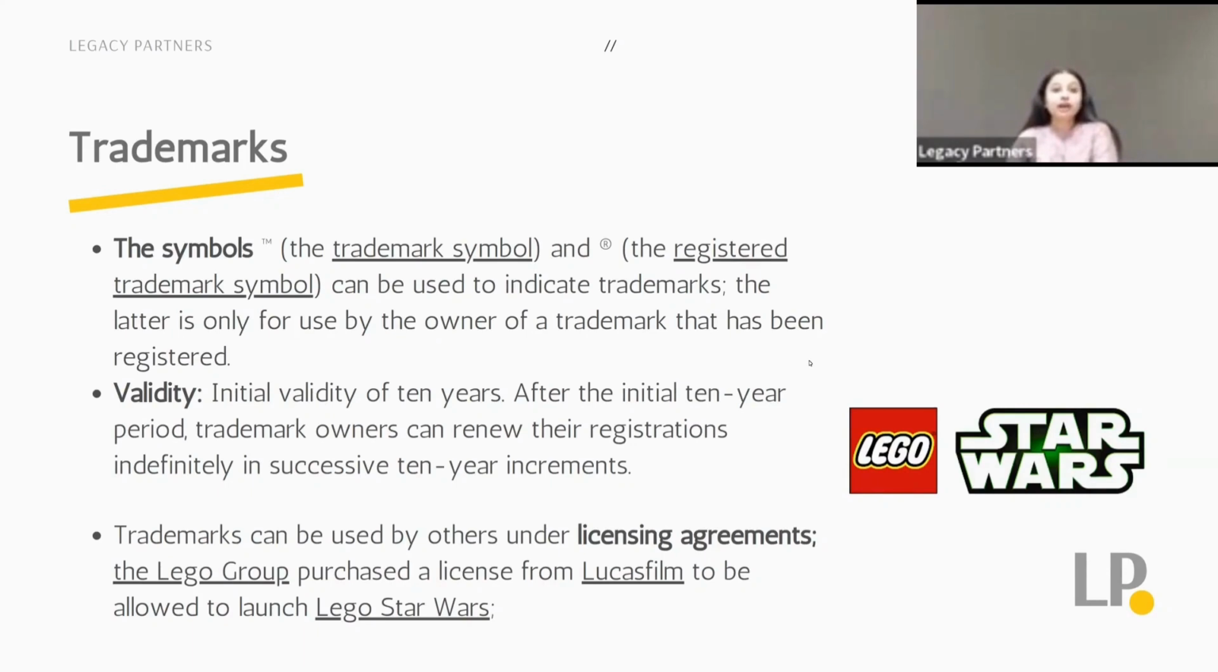Now, another important question which you might be thinking is, can a registered trademark be used by another person? The answer to this is yes. A registered trademark of one person can be used by another person. This can be done by way of a licensing agreement. In a licensing agreement, if the registered owner gives a license to the other person to use his registered trademark, then such trademarks can be used by the other person.